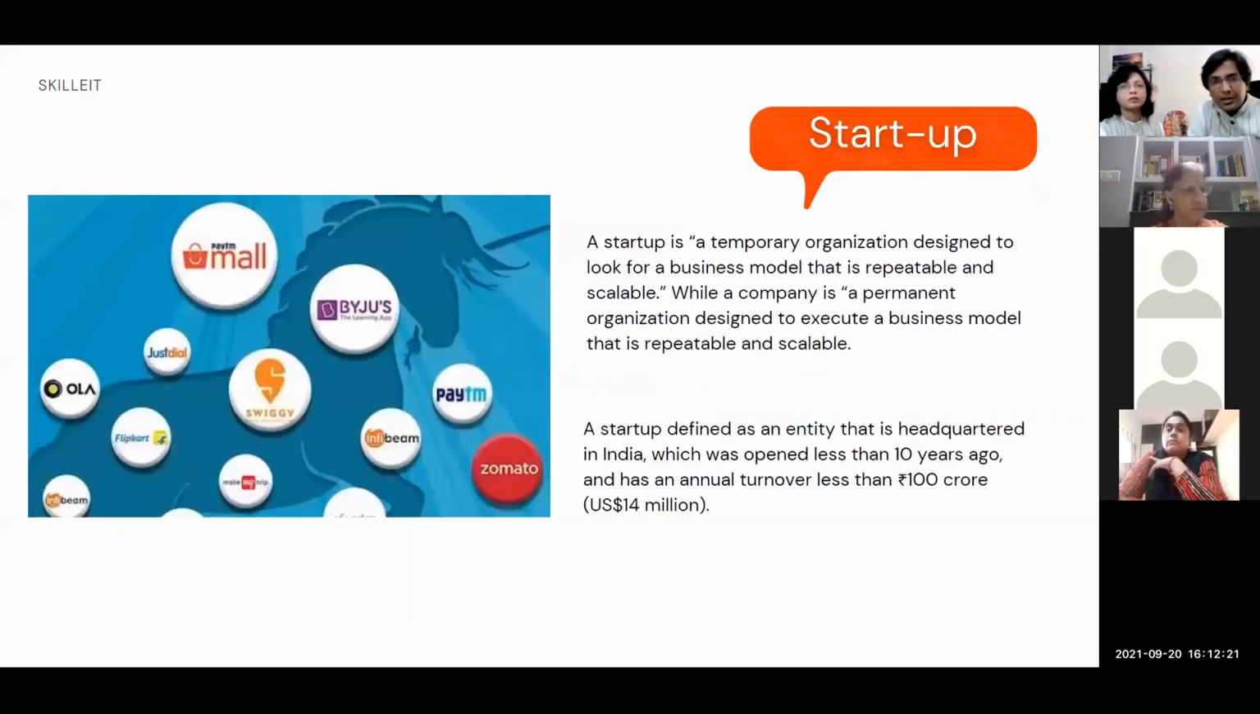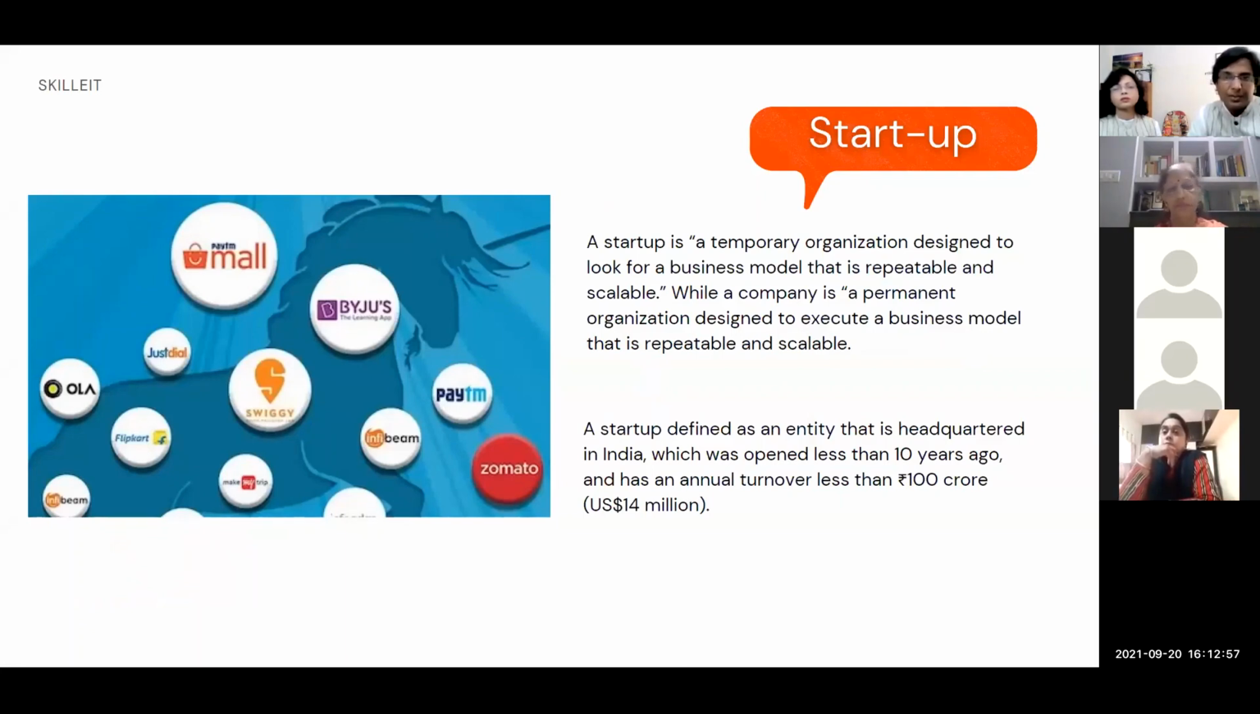Again, what is a startup? It could be very ambiguous to give one set example or definition of entrepreneurship, intrapreneurship, or startup, but we try to give you something more established in technical terms, one which is very generic and comes from an entrepreneur himself. The term says a startup is a temporary organization designed to look for a business model that is repeatable and scalable. So let's break it into three parts.